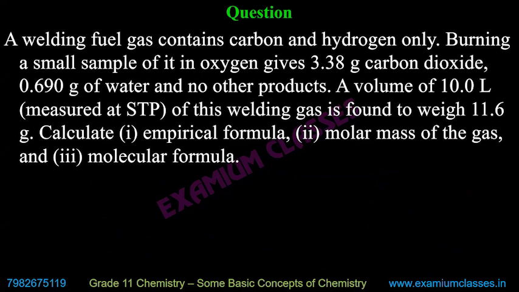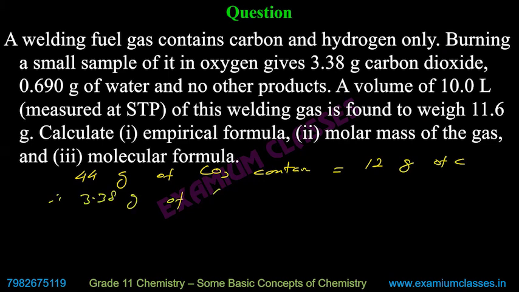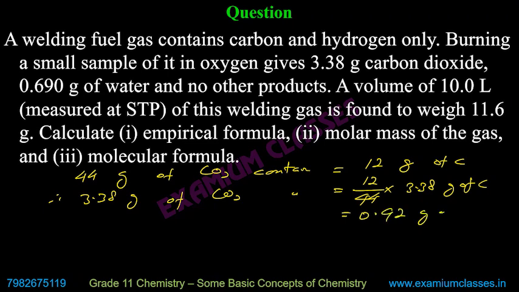Now coming back to the question. When I say that 3.38 grams, I will calculate the mass of carbon. So 44 grams of CO2 contain 12 grams of carbon. Hence, 3.38 grams of CO2, which we have obtained, will have 12 by 44 into 3.38 grams of carbon. So it will be 12 threes are 36 around. So you will get around 0.92 grams of carbon.